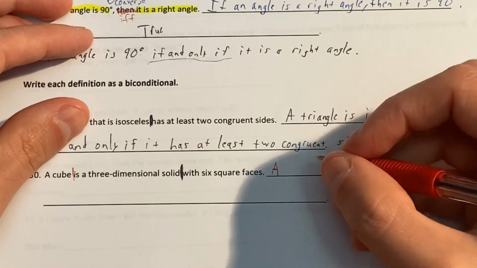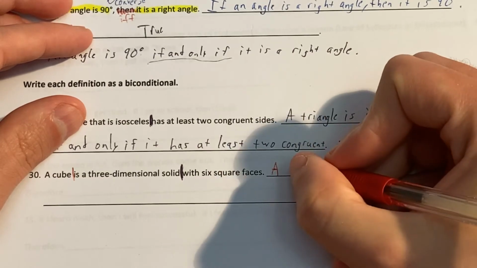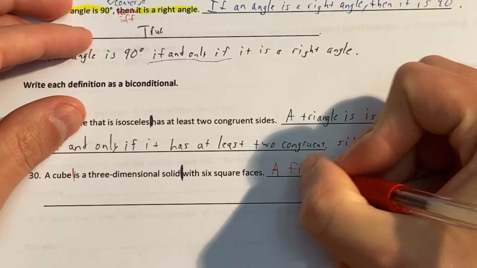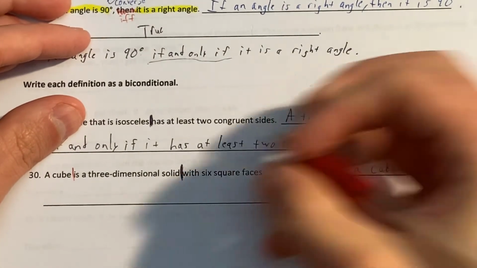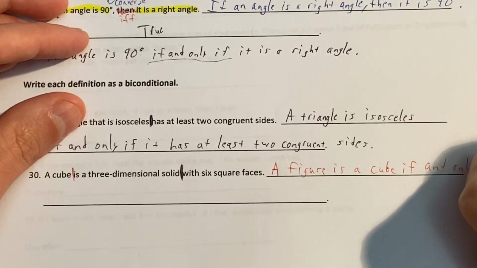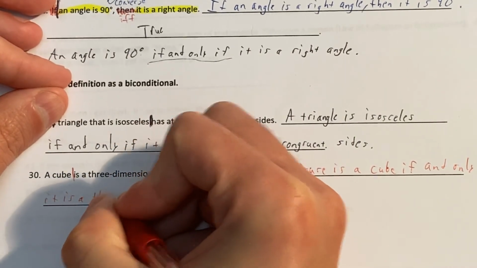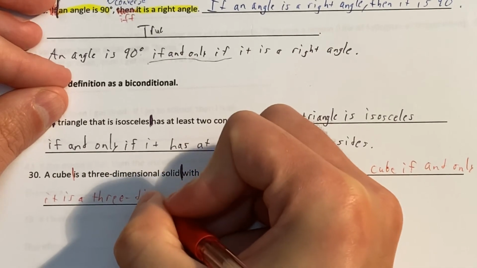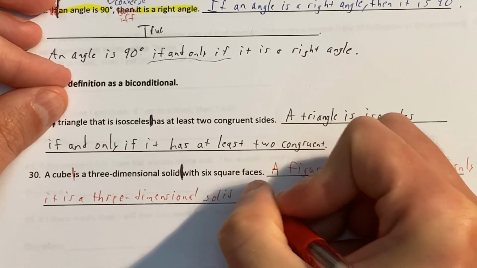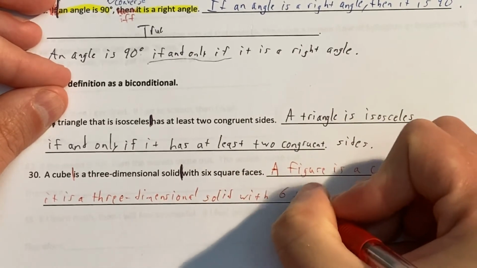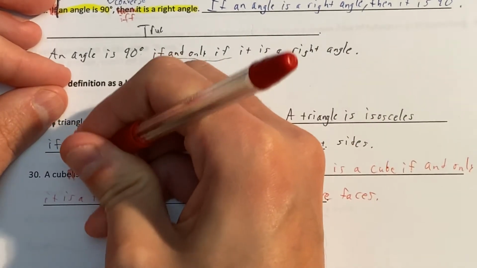I'll write them both. A figure is a cube if and only if it is a three-dimensional solid with 6 square faces. So you could do that if you're separating it here, right?